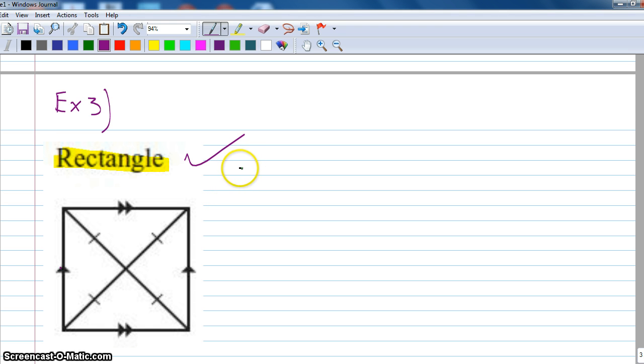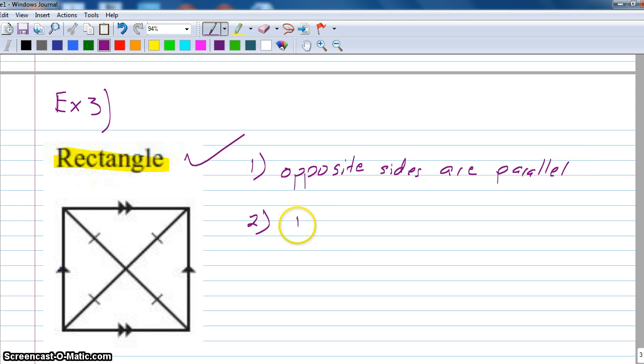And it's going to ask why. It's one of the questions from your work. Explain how this is a rectangle. Well, 1, opposite sides are parallel, and 2, and most importantly, the diagonals are congruent. That proves that that shape is a rectangle.